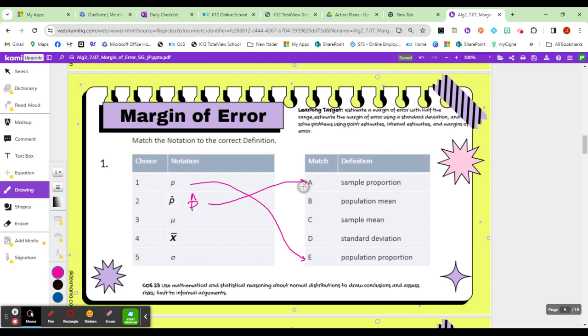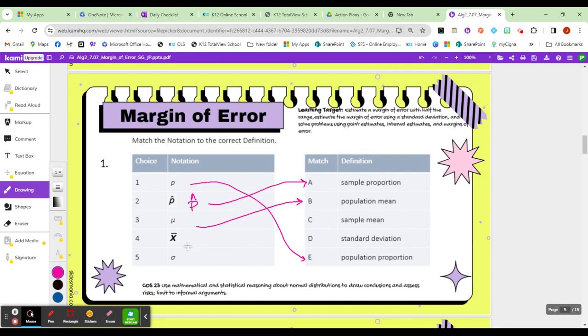So just like we were talking about earlier, if I had 100 students in my class, p would be 100. And the p with a hat symbol on the top, if I only was able to sample, let's say, 75 of those students, then 75 would be my sample proportion. Number 3 is my mu symbol. It stands for mean. We studied that in Unit 6, and it is going to match up with B, population mean.